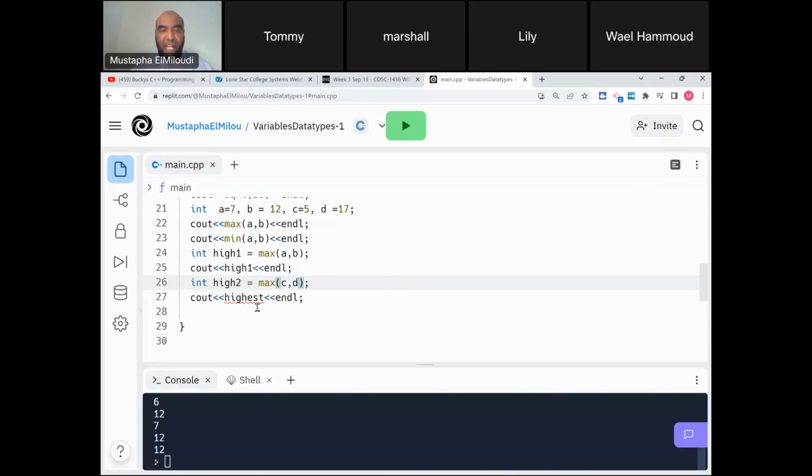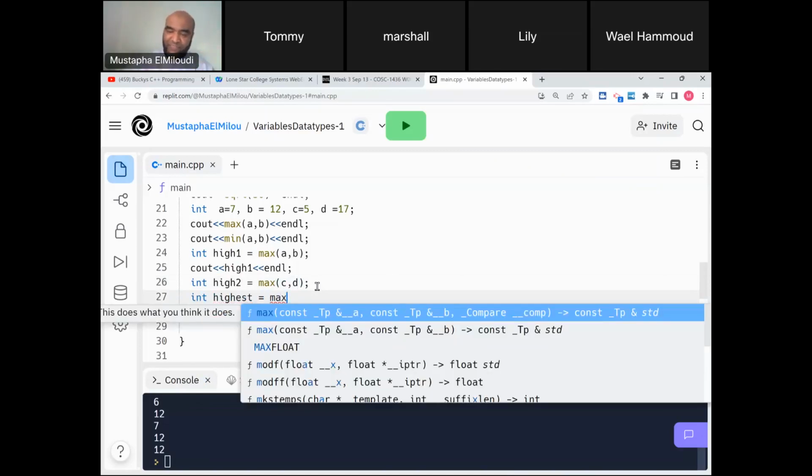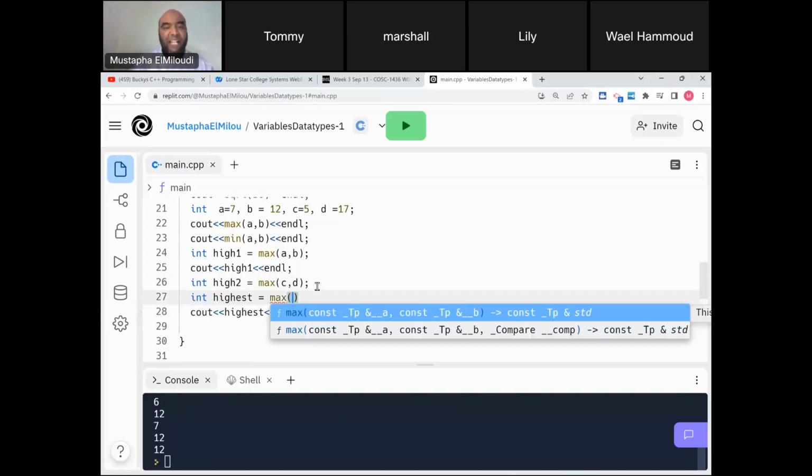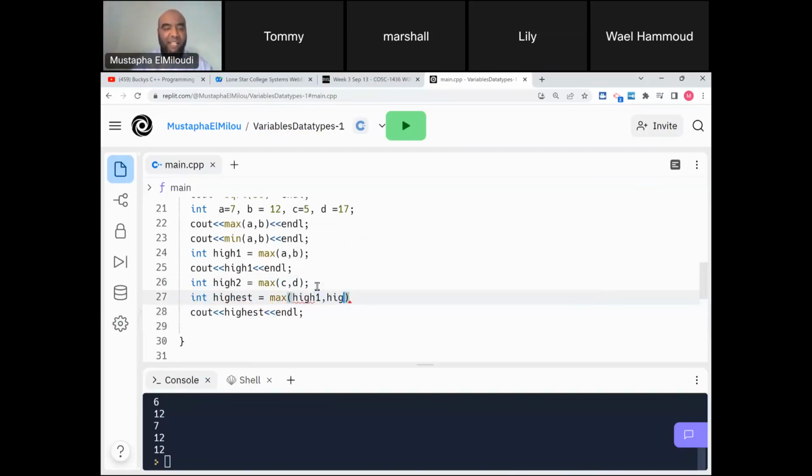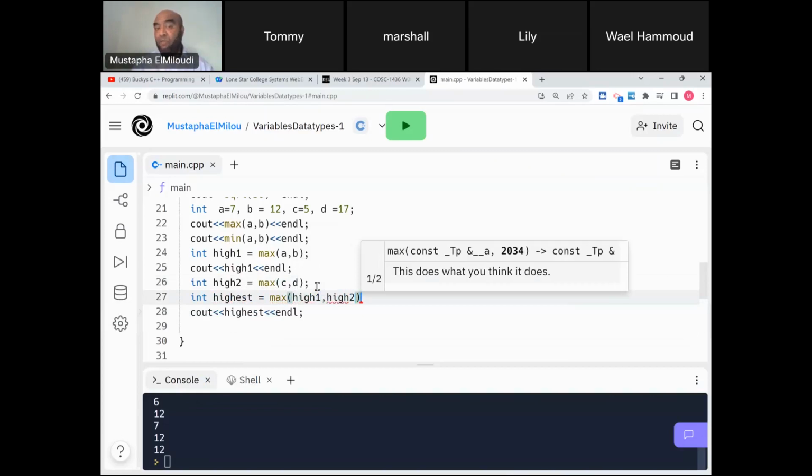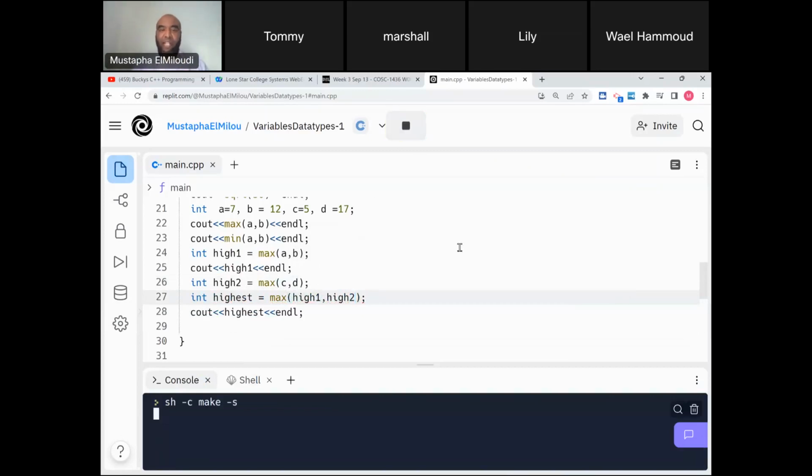Now I'm going to add another variable, highest. That's going to compare the high1 and the high2. Exactly: max, high1, comma, high2. That's going to give me the highest of the highest, the biggest of the biggest. So now it's going to show me 17.